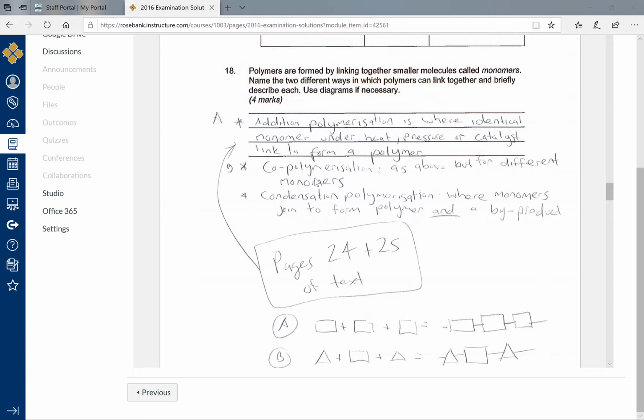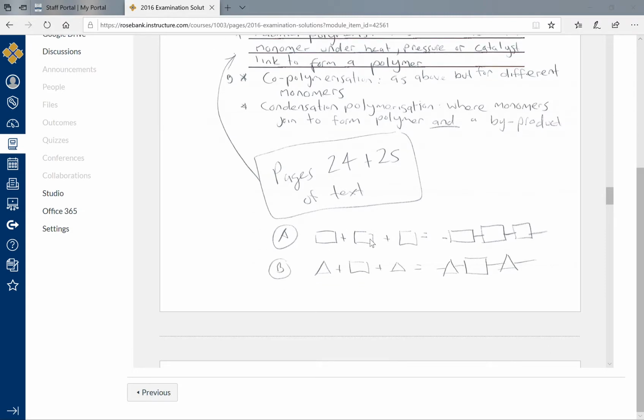So I think if you want to talk about two processes, you might want to talk about addition polymerization, which is forming either a copolymer or an addition polymer, and then condensation polymerization as being the separate one. But they don't really make that very clear in the textbook. And here are some pictures. This is addition polymerization, where each monomer is the same, and this is copolymerization, where each monomer is different.